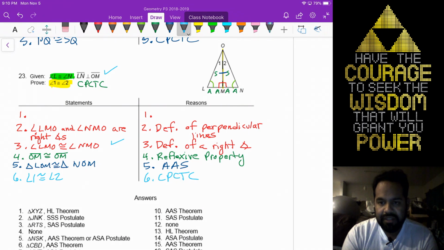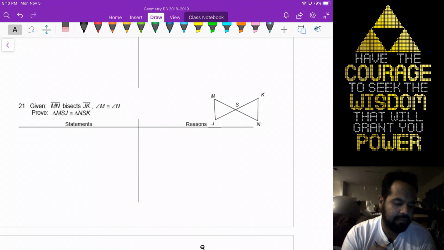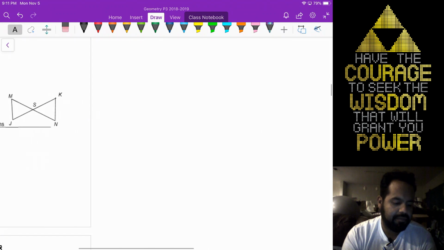Okay, so real quick, Parker, I'm going to answer your question for the different bisectors. Realistically, there's only one bisector, but I'm going to try to draw out kind of like a flow chart to help you tell the difference. And then we'll jump back to 21. And then hopefully that'll help you.